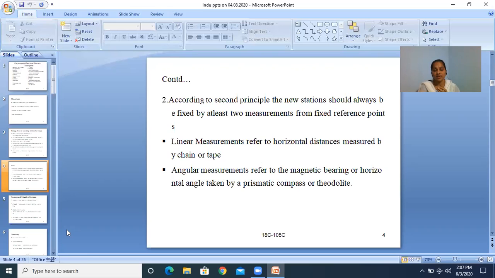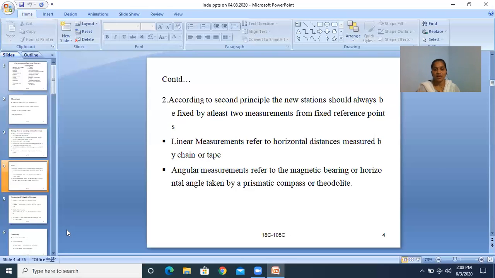So to satisfy the first fundamental principle, that is working from whole to part, can be satisfied by our chain or tape, since linear measurements can be taken. But if any angles or bearings have to be taken, we cannot use chain or tape. So we need another angular measurement instrument, either a compass or theodolite. So our second fundamental principle is to take angular measurements.